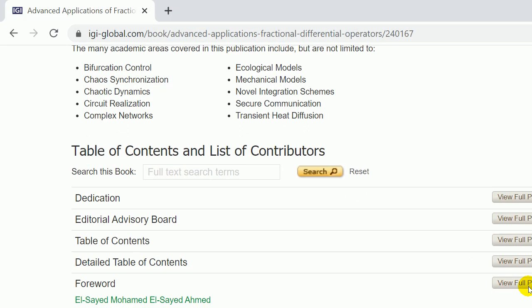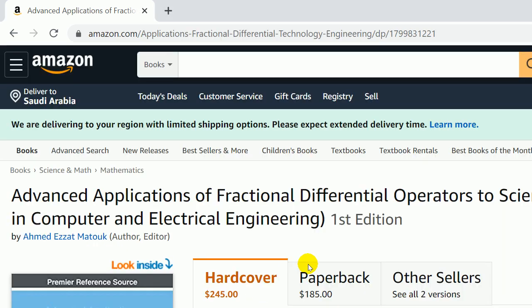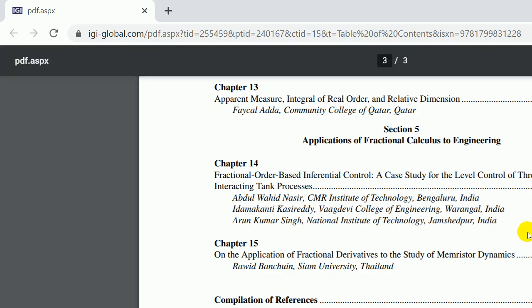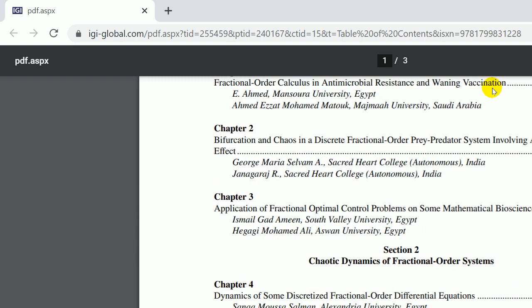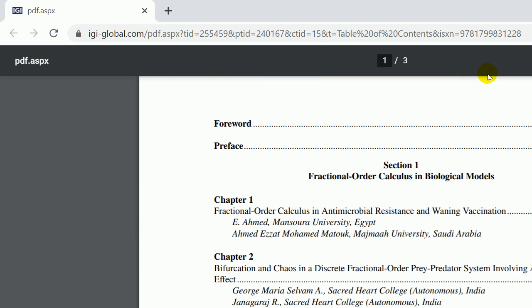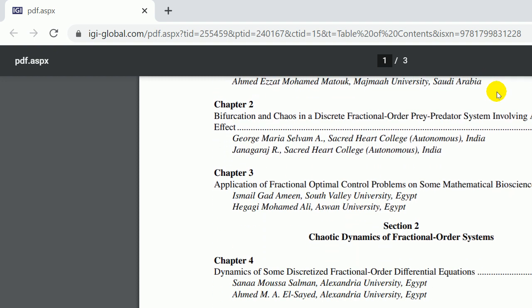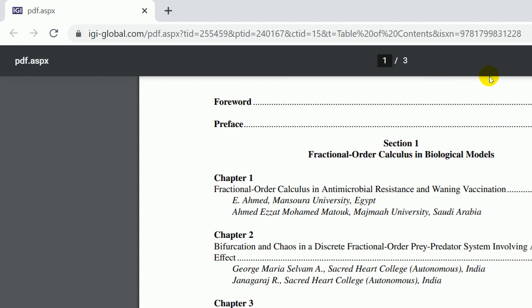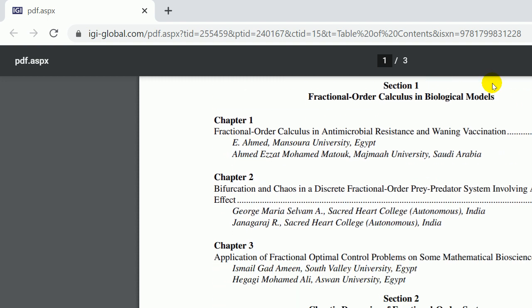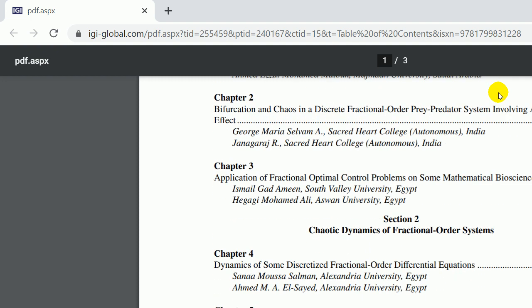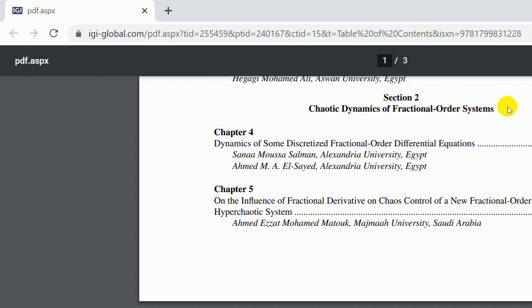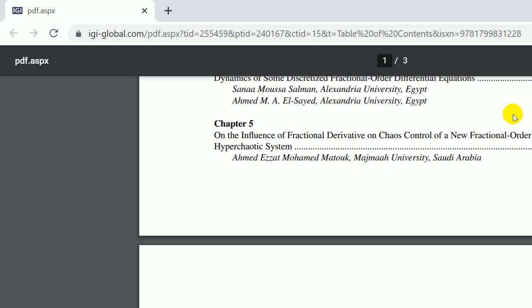The book contents include 5 main sections. The first section is applications of fractional calculus to biological models, and it includes the first 3 chapters. The second section is the chaotic dynamics of fractional order systems, and it includes chapter 4, chapter 5, and chapter 6.